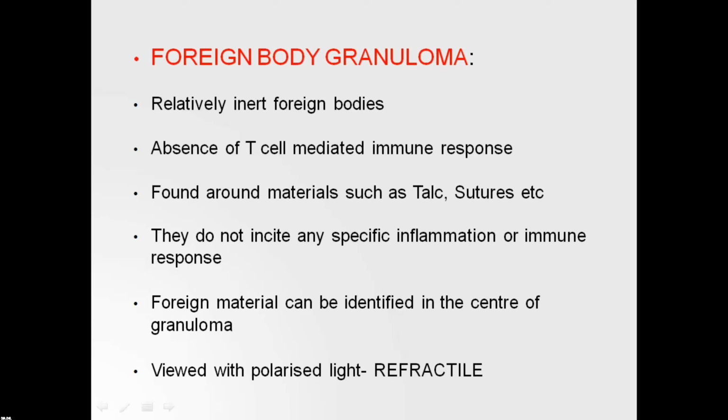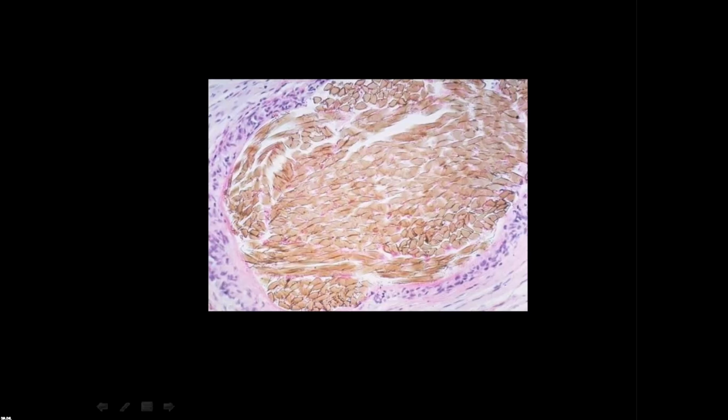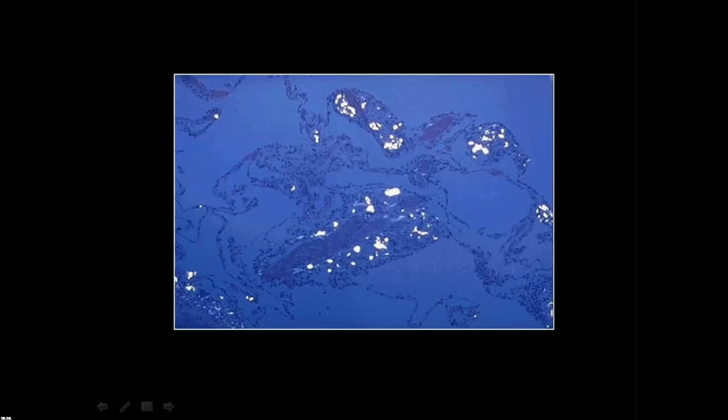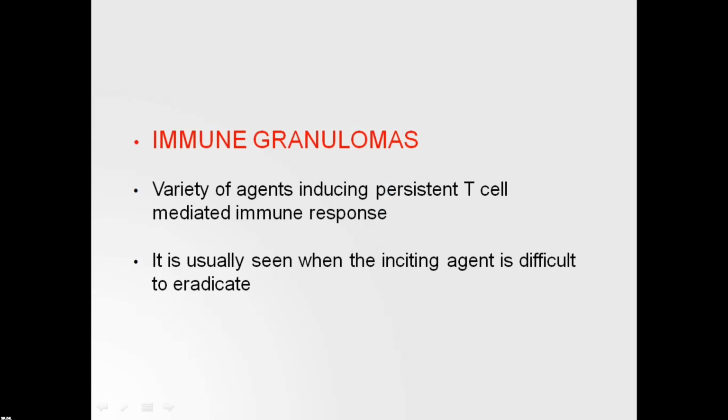Viewed with polarized light, that is refractile light. I will show the slide. So this is refractile light in which the foreign body is identified in the center of the granuloma. Again, this is polarized light showing a foreign body type. Immune granuloma: a variety of agents inducing a persistent T cell mediated immune response. It is usually seen when the inciting agent is difficult to eradicate.